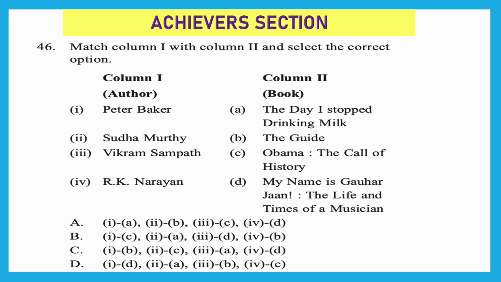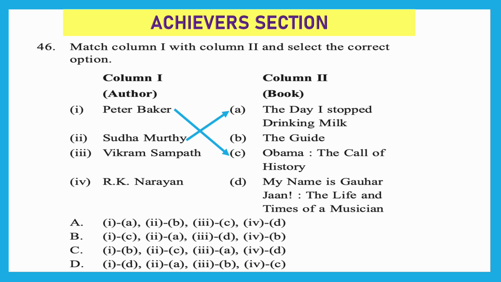Question 46. Match column 1 with column 2 and select the correct option. Column 1 is of authors and column 2 is of their books. First one is Peter Baker. The right answer should be option C, Obama, The Call of History. Second one is Sudha Murthy, and the correct answer should be A, The Day I Stopped Drinking Milk.